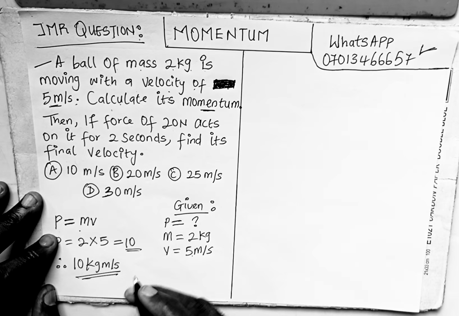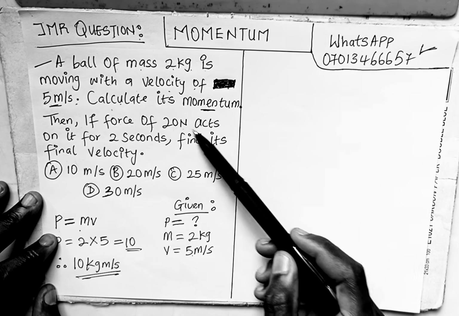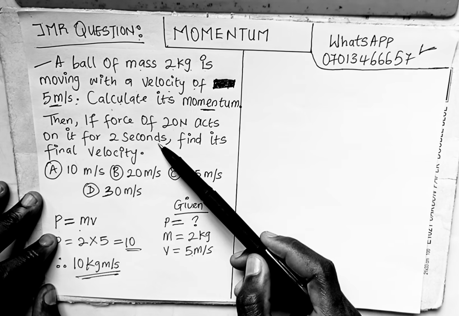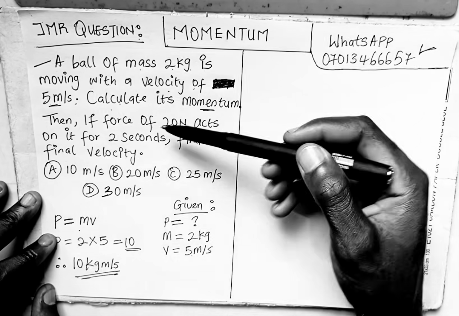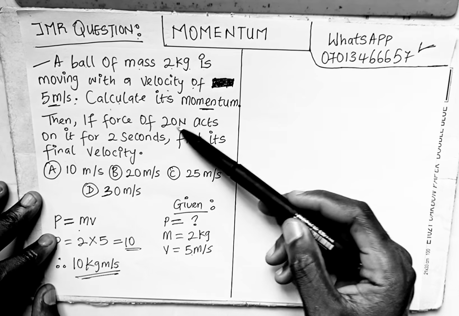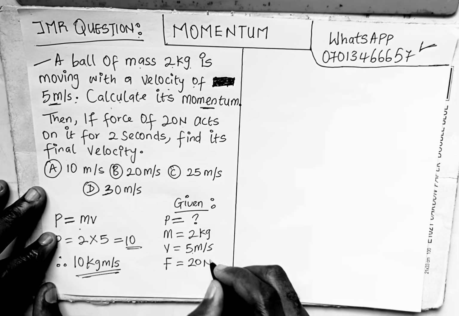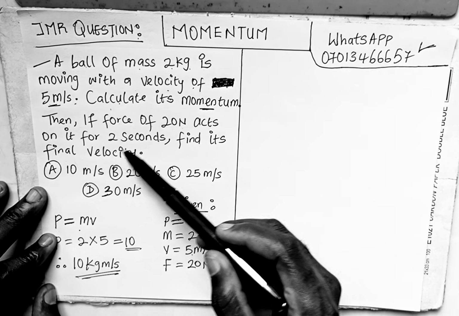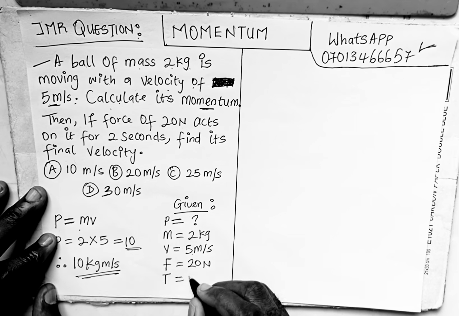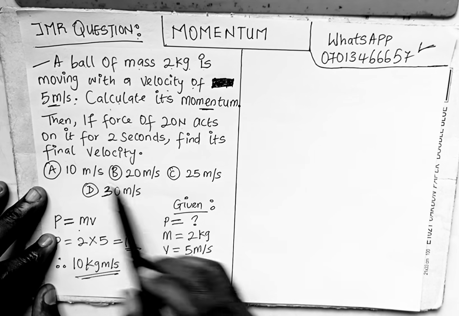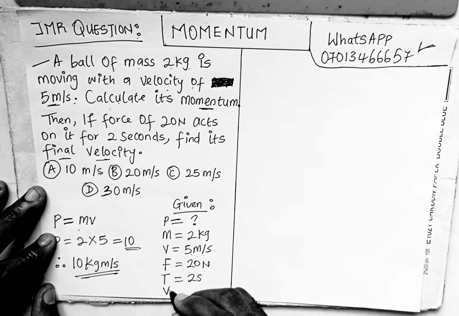Since we have gotten our momentum, they said: if a force of 20 Newton acts on it for 2 seconds, find its final velocity. Let's continue with our parameters. The other parameter we have here is force, 20 Newton. Force F is equal to 20 Newton. We also have time, which is 2 seconds. Time t is equal to 2 seconds. They said find the final velocity. Final velocity is v.